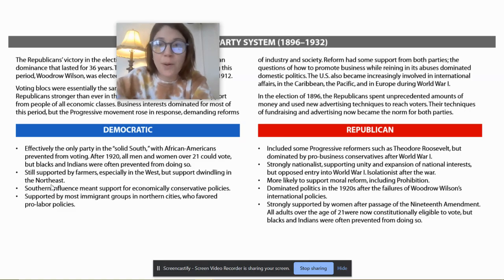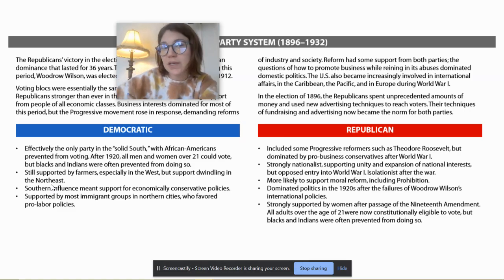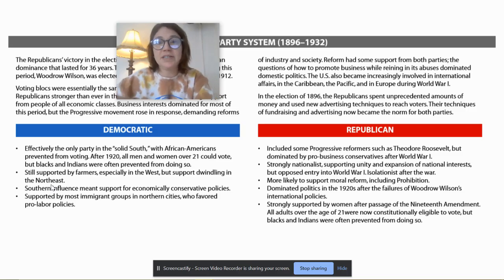The questions of how to promote business while reining in its abuses dominated our domestic politics. And the US also became increasingly involved in international affairs in the Caribbean, the Pacific, and in Europe during World War I. In the election of 1896, the Republicans spent unprecedented amounts of money and used new advertising techniques to reach voters. Their techniques of fundraising and advertising are now the norm for both parties.